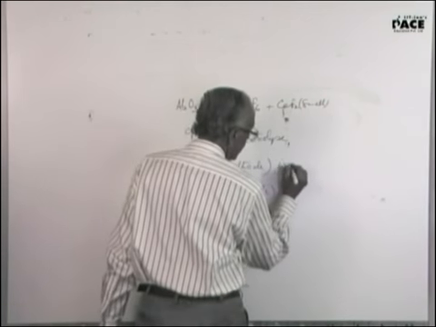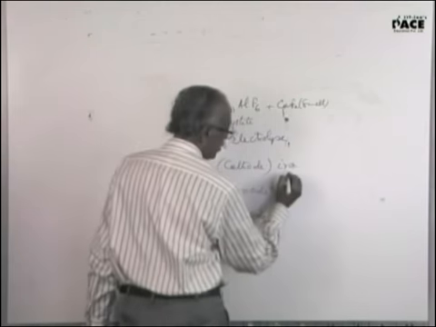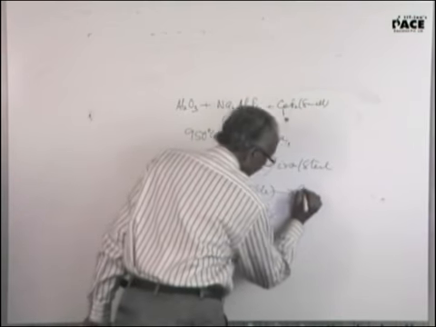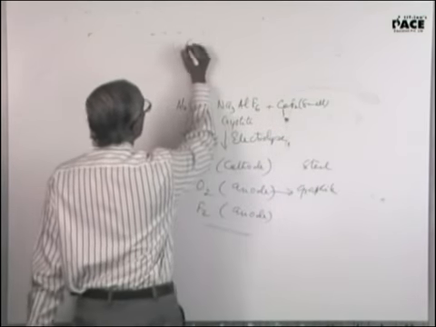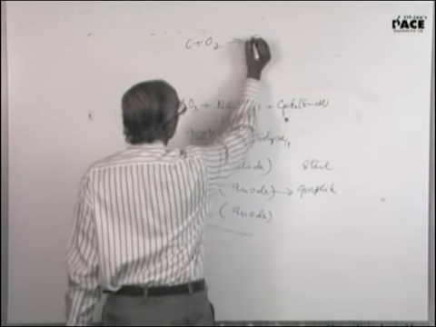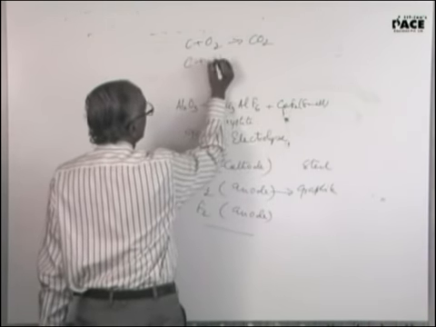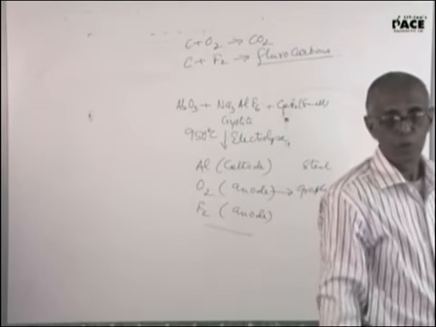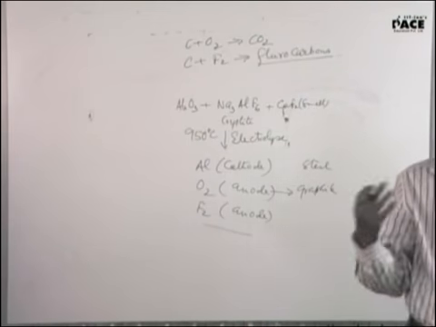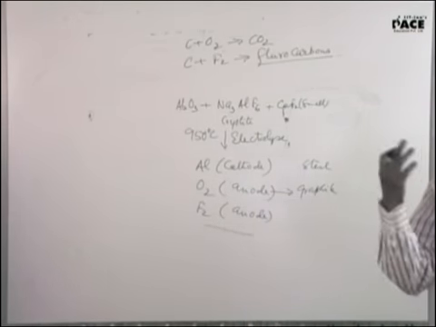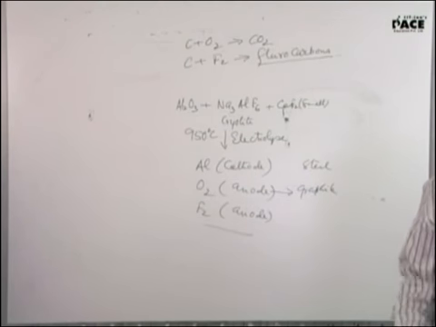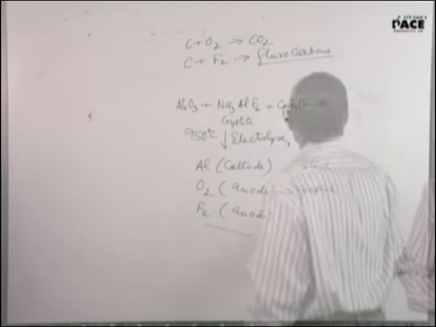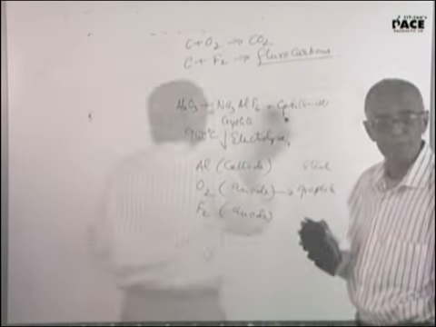Cathode is your iron or steel, and anode is graphite. And graphite reacts with oxygen to form carbon dioxide. Carbon reacts with fluorine to form fluorocarbons. So the graphite is attacked by oxygen as well as by fluorine, which evolves at the anode. So the graphite rod is to be replaced periodically. That's the preparation of aluminium.